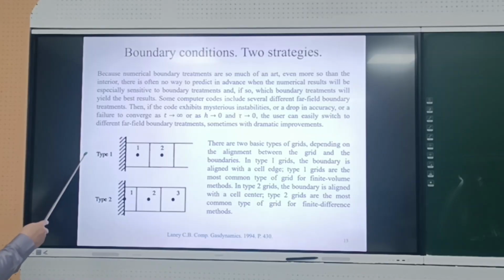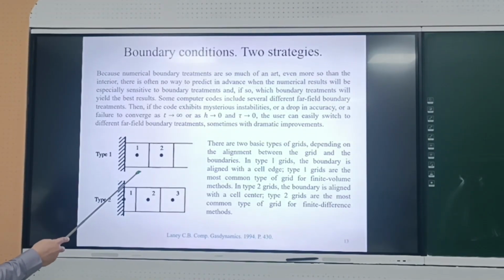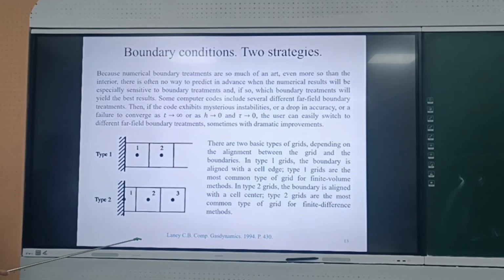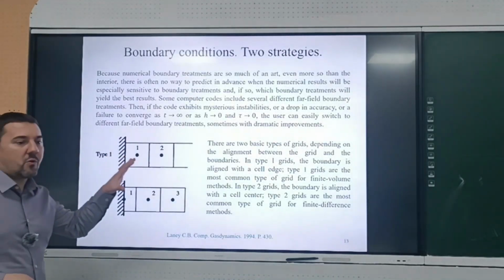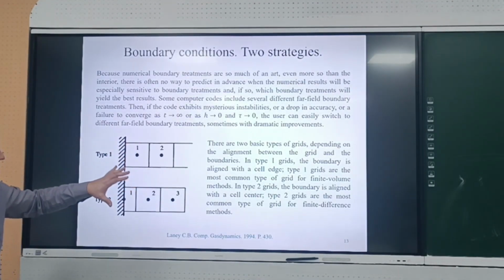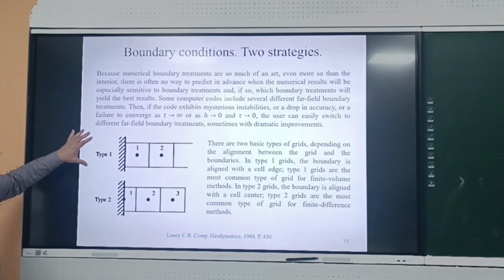Anyway, there are two basic types of grids depending on the alignment between the grid and the boundaries. So this is type 1, when the boundary is aligned with the cell edge. Type 1 grids are the most common type of grid for finite-volume methods. Within the scope of our course, we try to use finite-volume methods. And so this is our case.